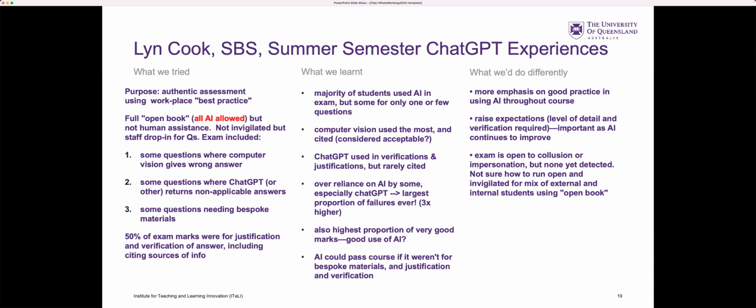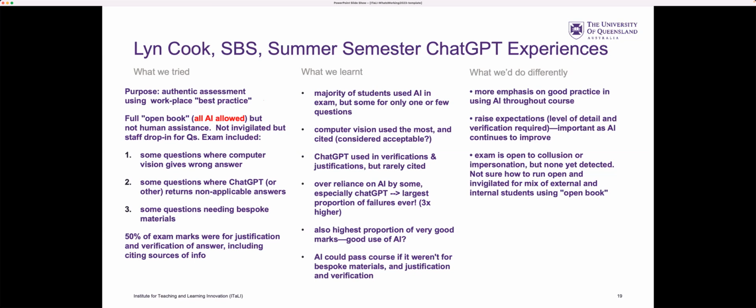There was an over-reliance on the AI by some students, especially of ChatGPT, and they had the largest proportion of failures ever, 3 times the proportion of failures this year. Given that we also had the best marks at the same time, so a higher proportion were doing better, which I consider good, probably because they were using the AI well, those trying to attempt the new technology there did very badly. So AI could pass the course if it weren't for the bespoke materials and the section about justification of verification.